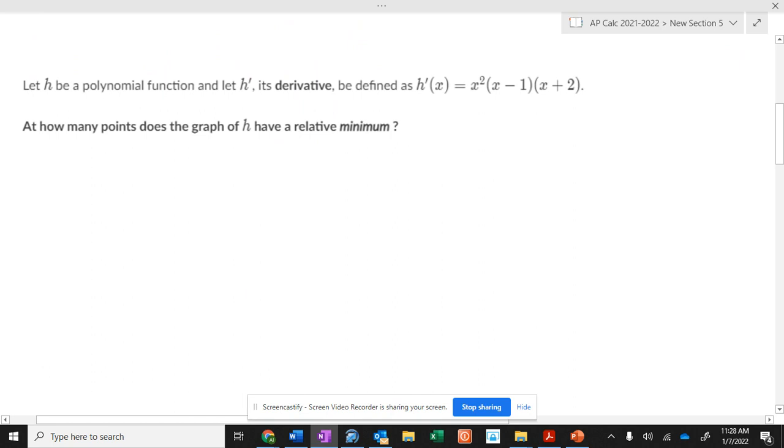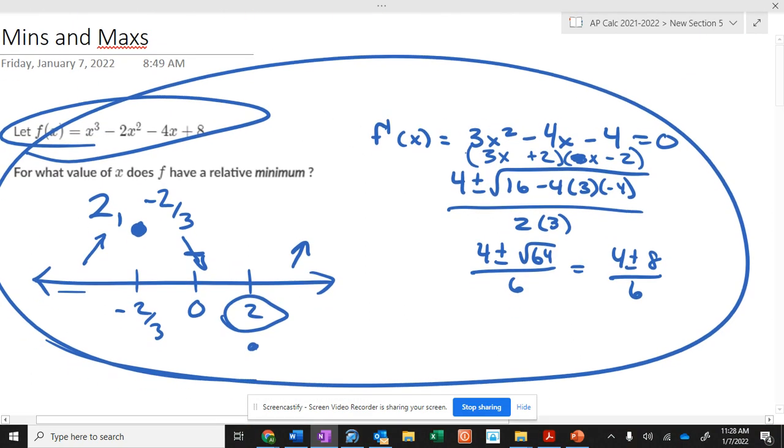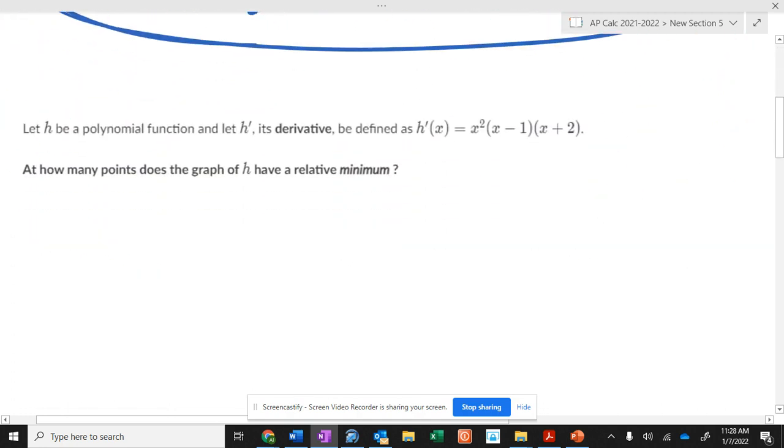Okay, so this is the derivative now. See, in the first problem, this was a function, and we had to take the derivative. Let's say we were given the derivative. How many points have a relative minimum? Okay, how do we check this? Set these to 0, so you have 0, 1, and negative 2 as your points, right?